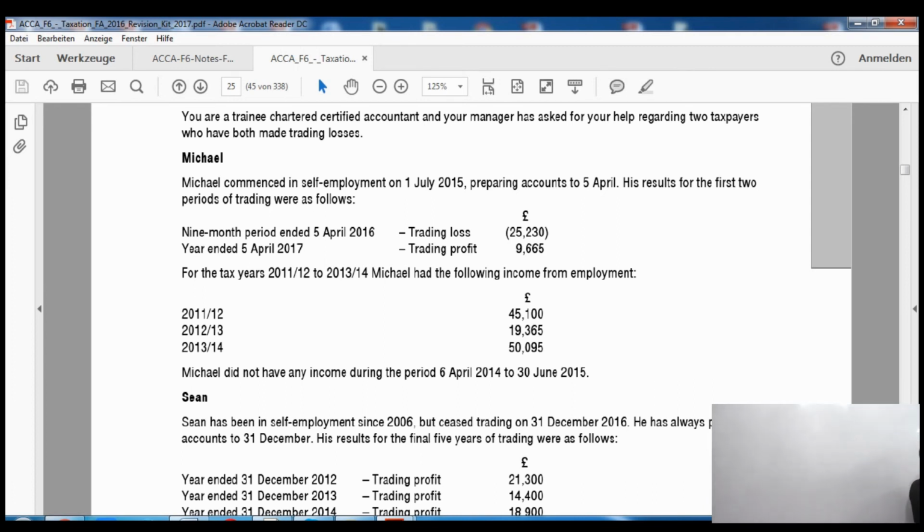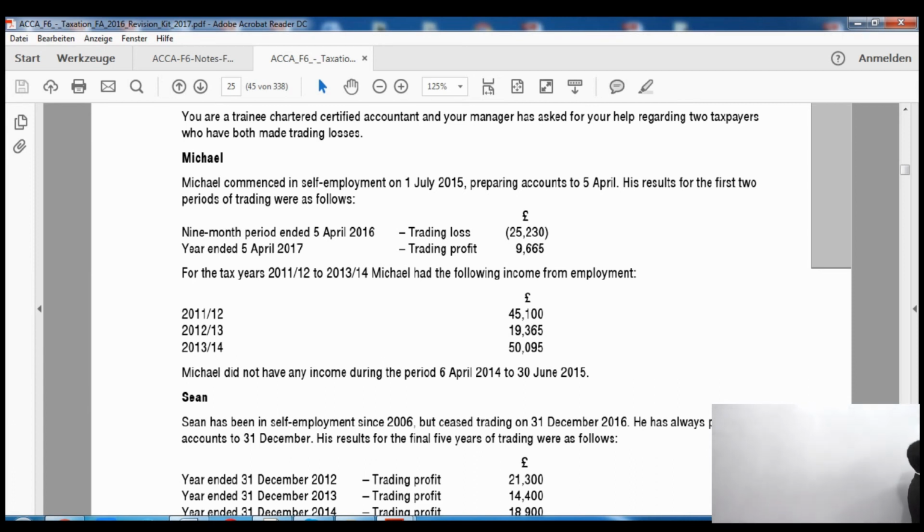So in 12-13 he can set off this loss of 25,000 first in 12-13, which will reduce the profit of 19,365 in tax year 12-13. So in 12-13 the profit will be zero then, because it will be reduced by the loss. Now the remaining amount of loss can be set off in the tax year 13-14, right? So that is a way to relieve the loss.